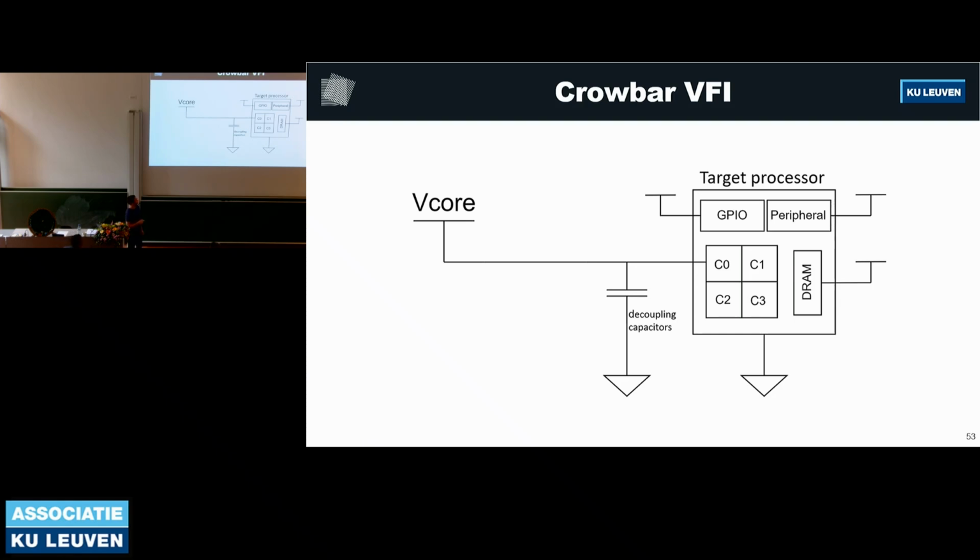But the voltage we're really interested in is the core voltage, so the voltage that supplies the CPU cores, because that's the component we're trying to attack. So once we've located this core voltage supply on the board, we can attach a MOSFET to it and essentially create a short circuit between the core voltage and ground. And if we do this for a certain amount of time, in the order of nanoseconds, so 100 nanoseconds, 200 nanoseconds, then we can have this chip perform faulty instructions.